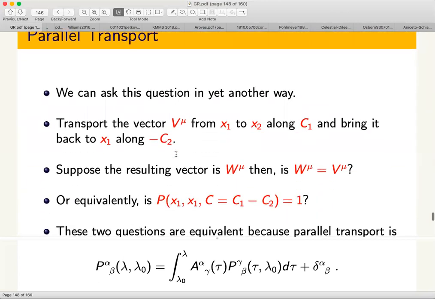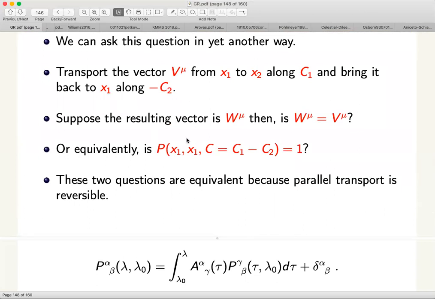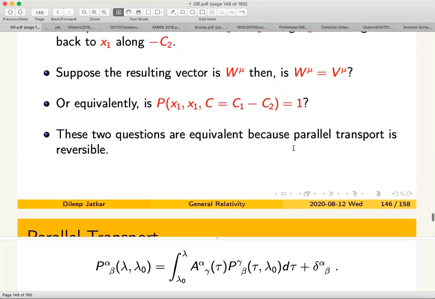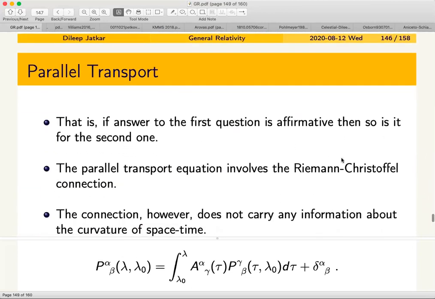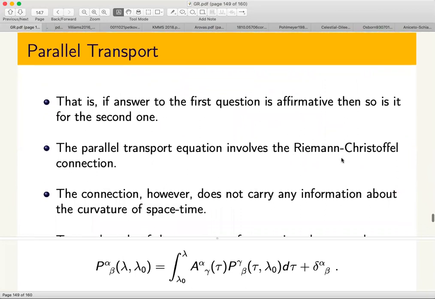Is that fine? Of course, we have used the reversibility of the parallel transport to write this expression in this particular form. So as I said, if the answer to the first question was affirmative, then so would be the answer to the second question. So if the two vectors were the same, then if you bring them back in the loop, v mu and w mu also would be equal.